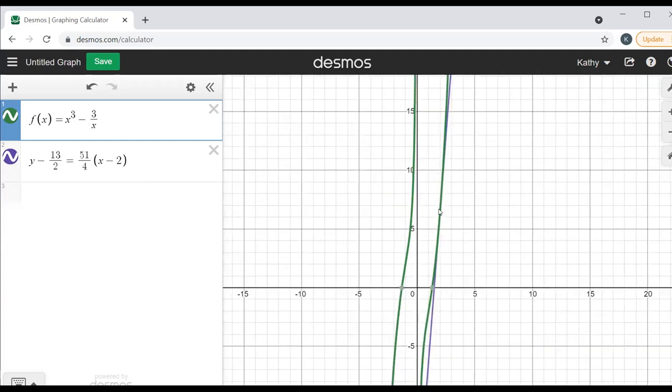There's the purple line. At x equals 2, the purple line and the green line are touching each other and they're moving in exactly the same direction. So the purple line is the tangent line to x cubed minus 3 over x at x equals 2.